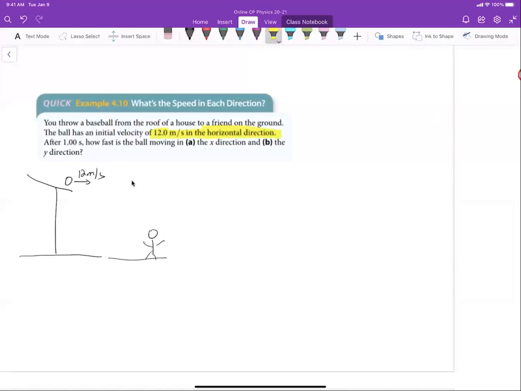So what does that look like? It looks like this. I am on the house. I throw it at a horizontal velocity of 12 meters per second. So what is that velocity? That is my initial velocity in the x direction. It is horizontal. What does that imply about my initial velocity in the y direction? That means it's 0.